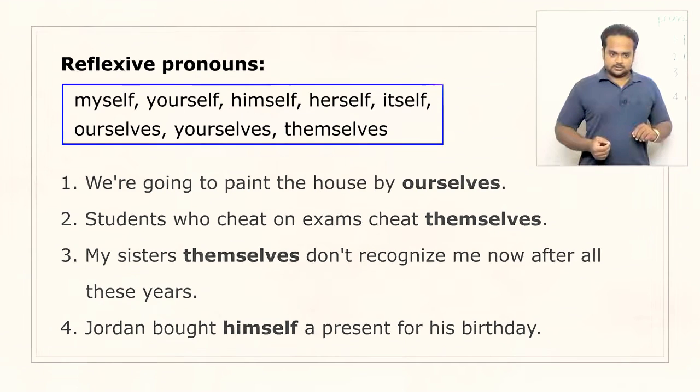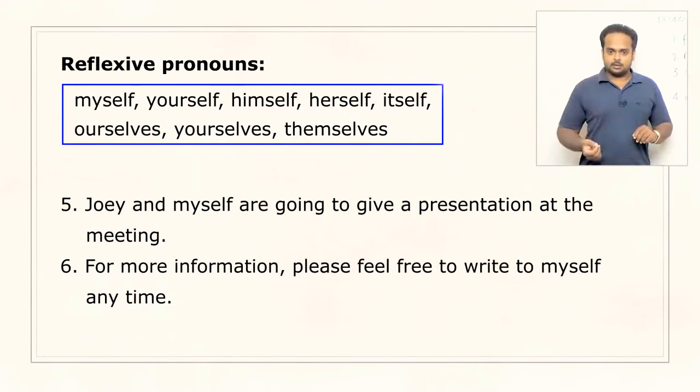Now take a look at these sentences. Joey and myself are going to give a presentation at the meeting. For more information, please feel free to write to myself anytime. Now, you might even hear a native speaker say these types of sentences, but both of these are actually wrong. Can you say why they're wrong?